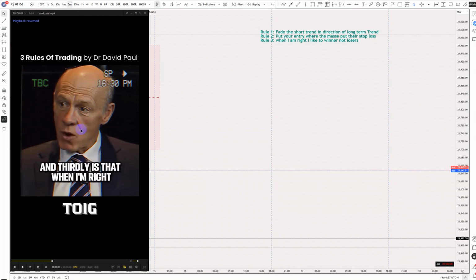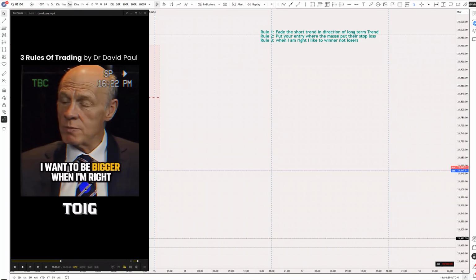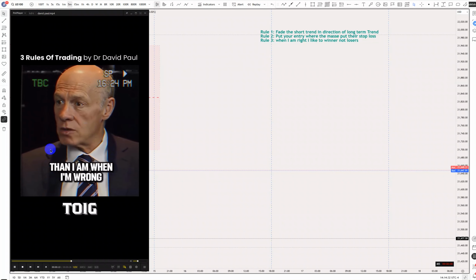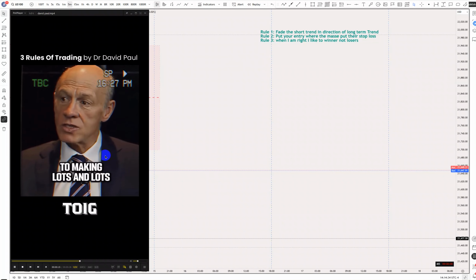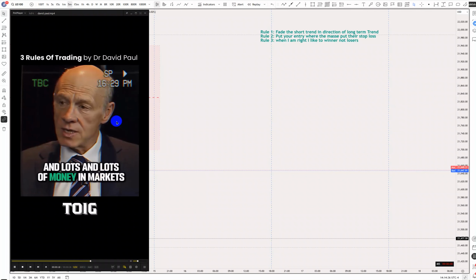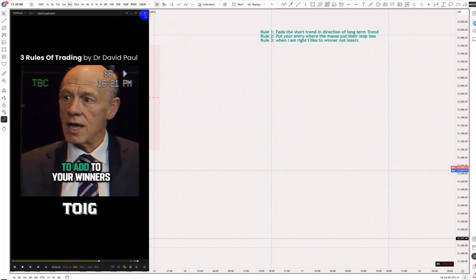Now look at the last one. "I want to add to winners. I want to be bigger when I'm right than I am when I'm wrong. And if there's one secret to making lots and lots of money in markets, it is that you've got to have the strength to add to your winners."